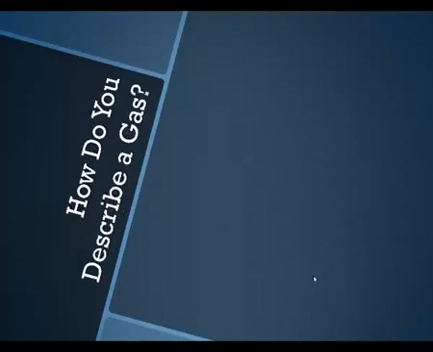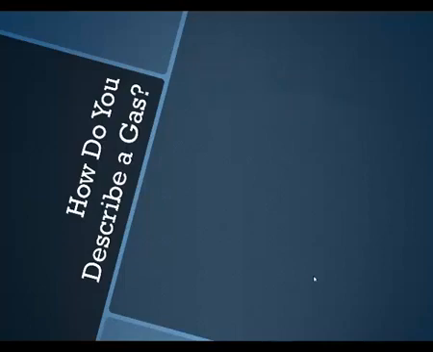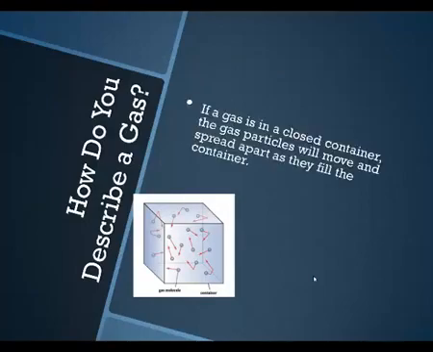So how do we describe a gas? Like a liquid, a gas is a fluid. Unlike a liquid, however, a gas has neither a definite shape nor a definite volume. So the particles in gases can move all over, and they can spread out and fill the container that they are in.